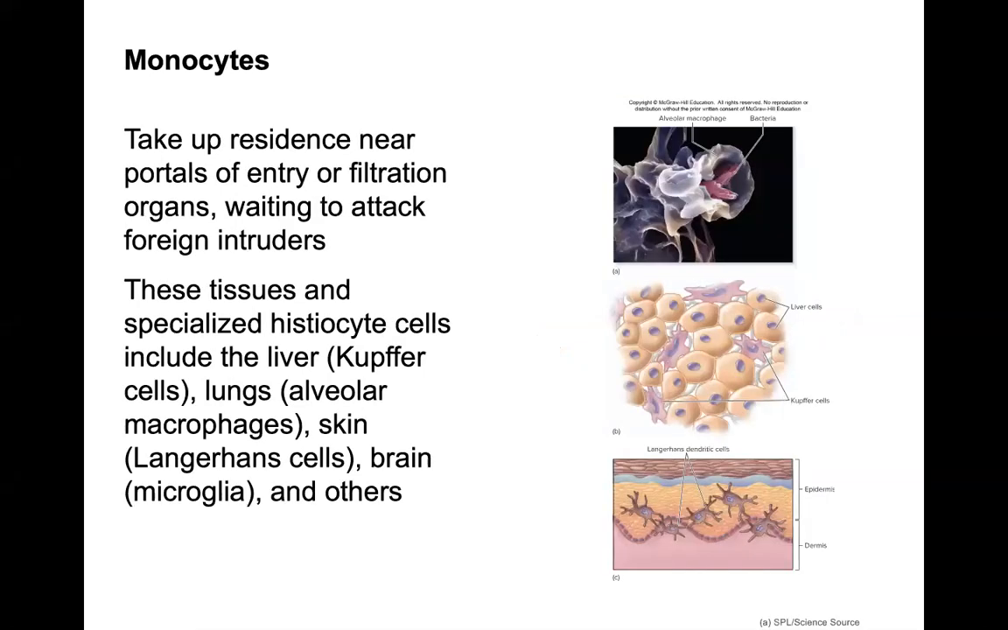So monocytes, these will take up residence near the portals of entry or filtration organs. They're waiting to attack foreign intruders. These tissues and specialized histiocyte cells include the liver. Resident macrophages in the liver are called Kupffer cells. In the lungs, the resident macrophages are simply called alveolar macrophages. In the skin, the resident macrophages are called Langerhans cells. In the brain, the resident macrophages are called microglial cells. And again, monocytes, these are phagocytic cells.